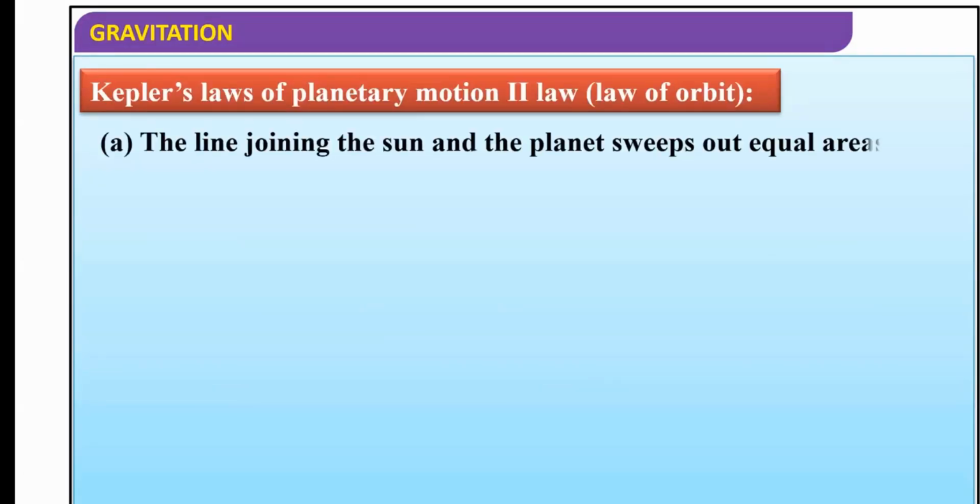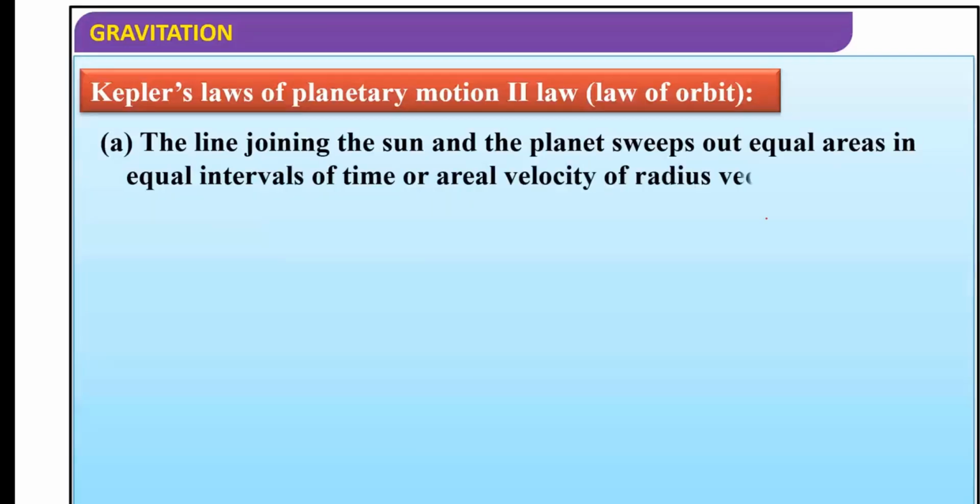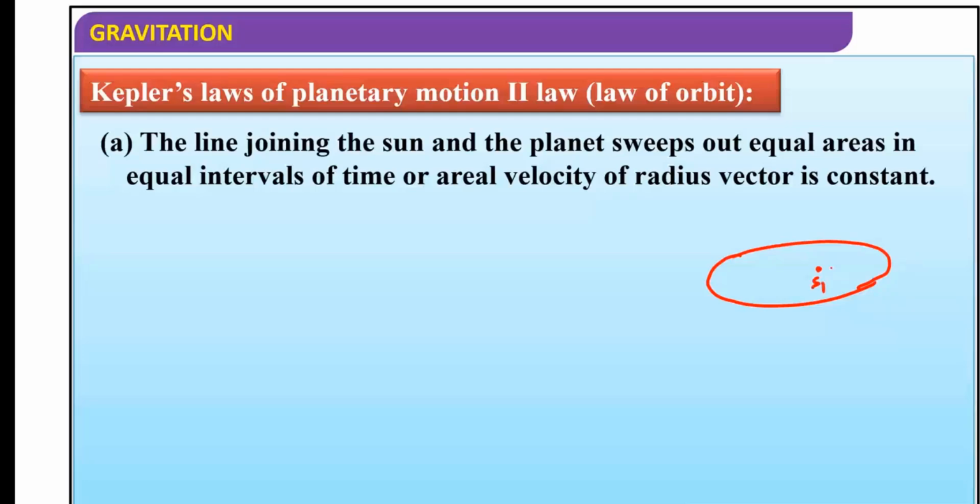Now the second law of planetary motion that we have studied, again with the help of a diagram I will tell you this. Let's say at T1 the planet position is somewhere here at position P1. At time T2 the position of the planet is P2. Now at T3 and T4 the positions are P3 and P4.